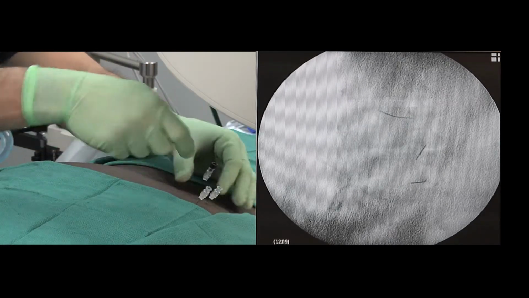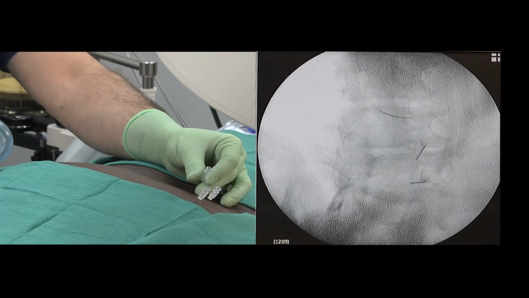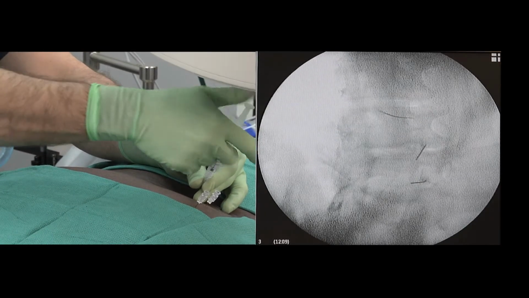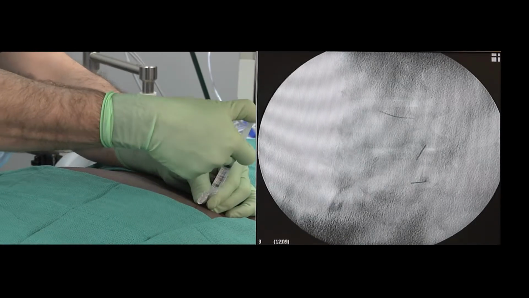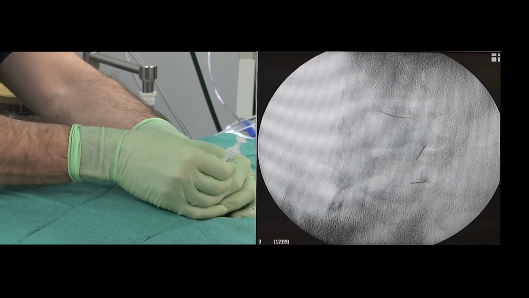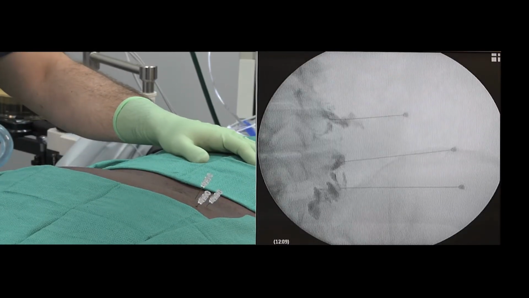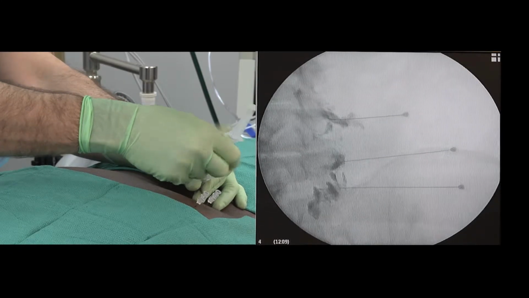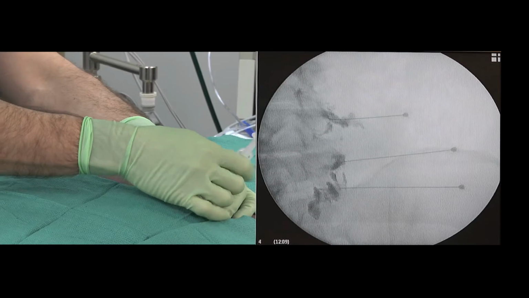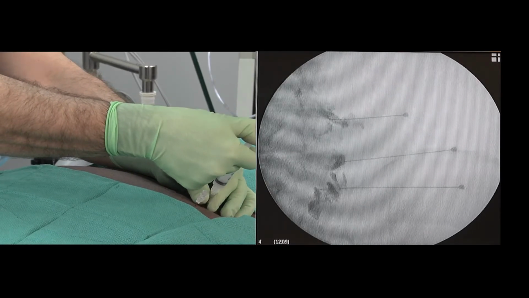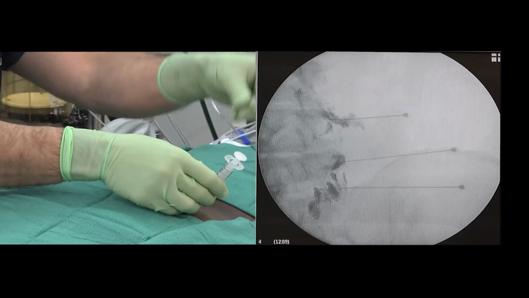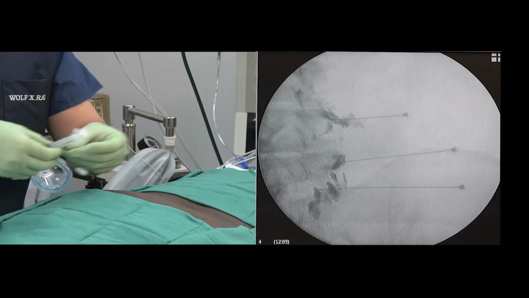The stylets are then removed from the needles and the contrast solution is injected through the needles into the lumbar facet joints, identifying correct location of the needles within the joint space. The therapeutic solution is then injected through the needles and the needles are withdrawn from the patient's back. This concludes the procedure.